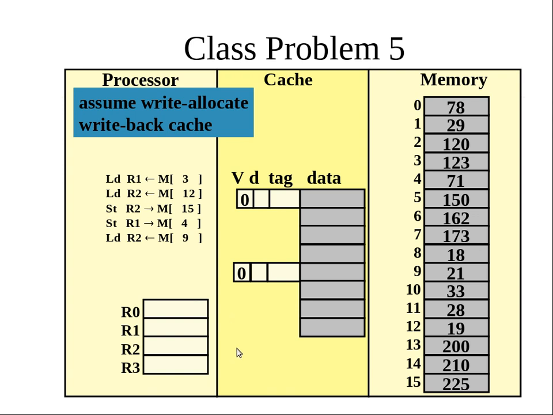Next comes 12. 12 is 1, 1, 0, 0. So that first one is your tag. The next one is the set, so it's going to be this one. And then 0, 0 here, so we're bringing in this element right down here. Then the 15. Well, the 15 was brought in when we brought in the 12, so that's a hit. Then we load the 4. The 4 is a miss, because the 3 only went up to here.